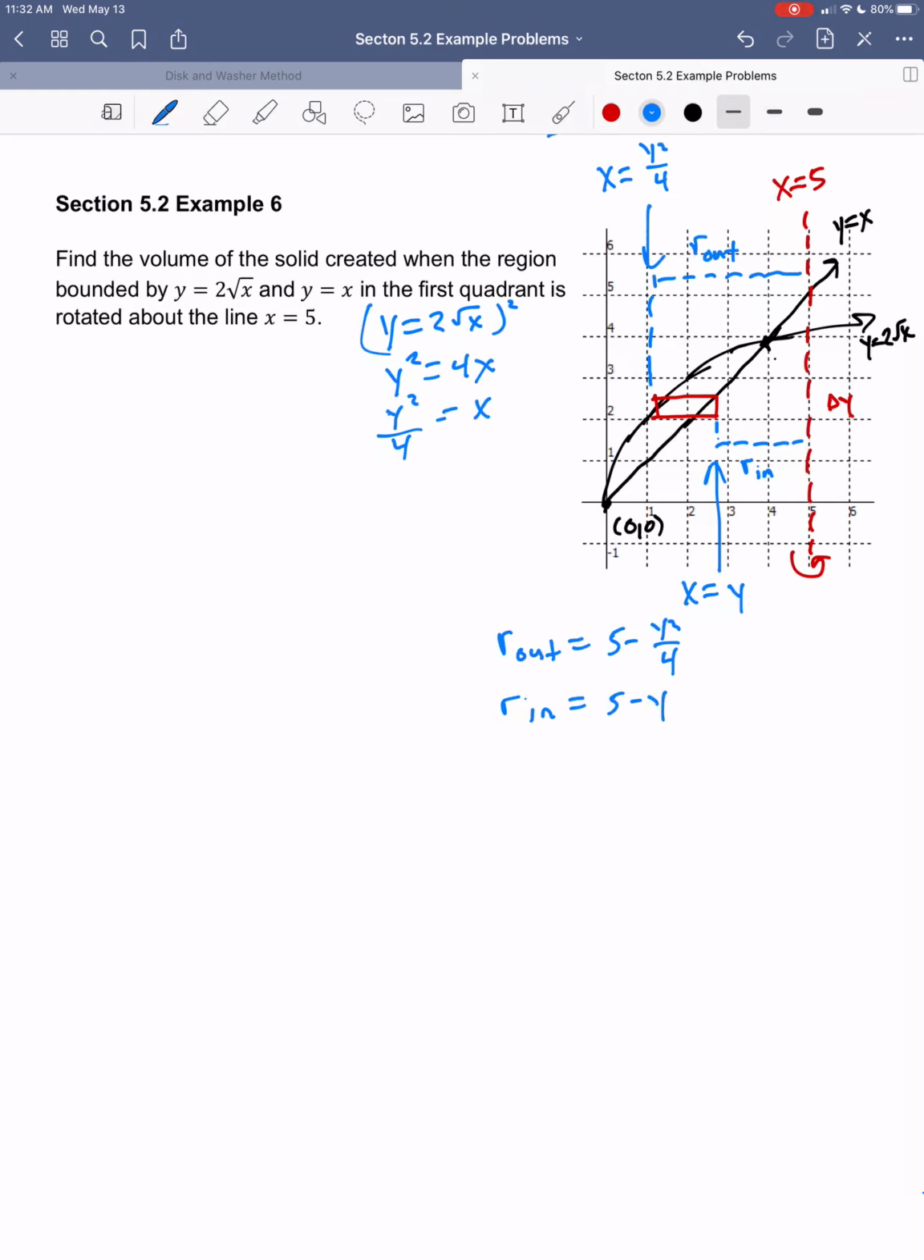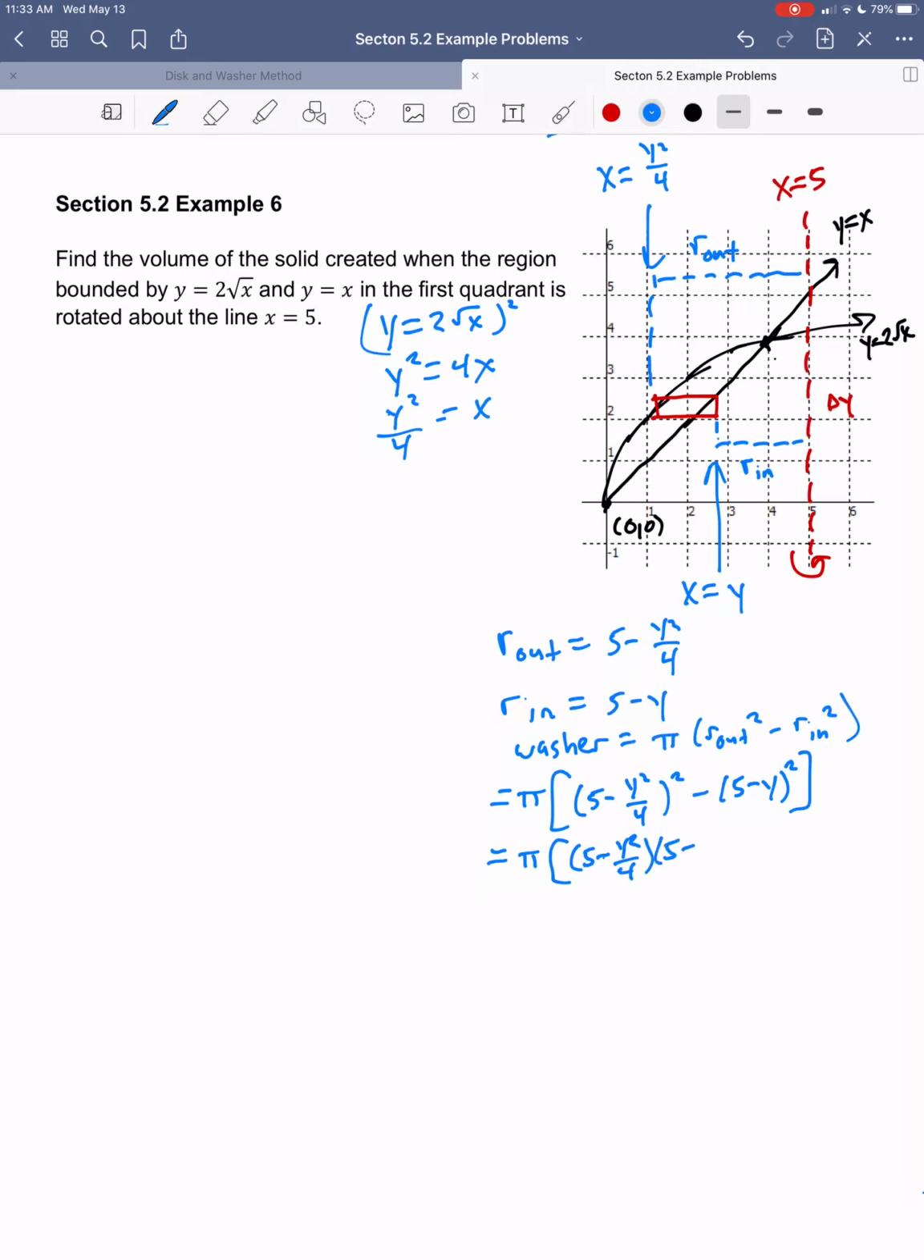And so for my washer, when we look at that, I'm going to get pi times the outer radius squared minus the inner radius squared. So the outer radius, 5 minus y squared over 4, all of that squared. And the inner, just 5 minus y squared. So 5 minus y squared over 4 times 5 minus y squared over 4, and then I get 5 minus y times 5 minus y.